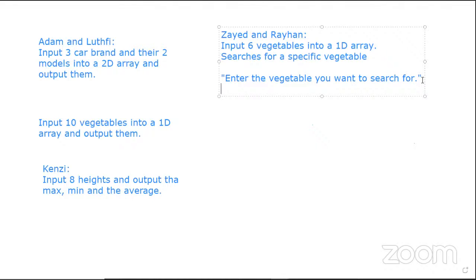Okay, and then the user is going to enter. But remember, whatever the user enters, it's got to be in the array that you put. So if tomato is somewhere in your array, okay, and the user types in tomato, that's the vegetable I want to search for. The program will search through the entire array, okay, and once it finds tomato, it will output the index. So what do I mean by that? Let's say your vegetables array looks something like this.